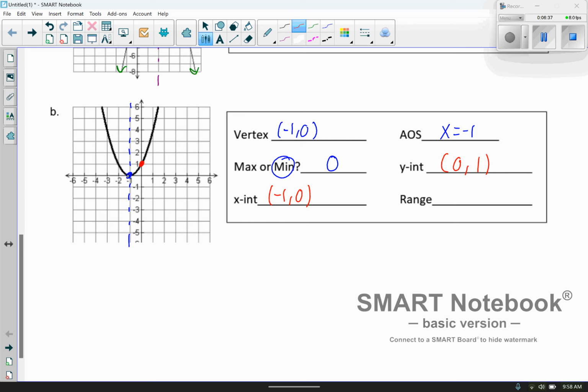And then my range. My lowest, there is a bottom. I am bounded at the bottom at 0. And then I'm unbounded going up. I go up indefinitely, so that's where the infinity symbol comes in to represent that.